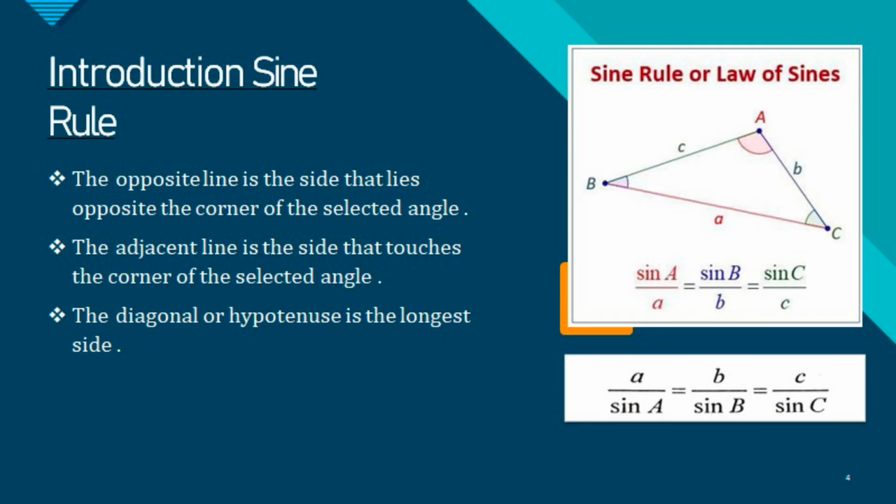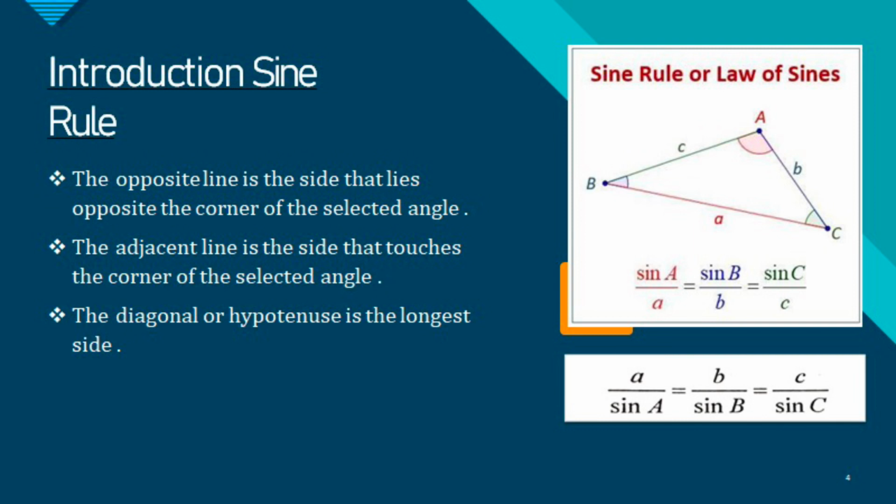Thank you, Emira, for giving me the opportunity to present this slide. This slide is the introduction of the sine rule. The opposite line is the side that lies opposite the corner of the selected angle. The adjacent line is the side that touches the corner of the selected angle. The diagonal, or hypotenuse, is the longest side.